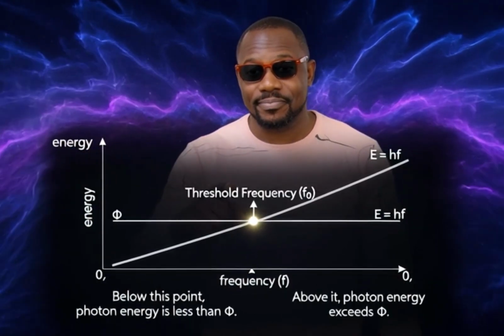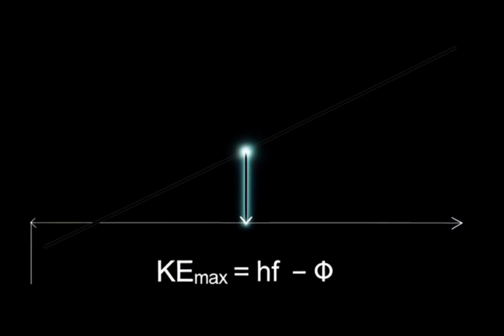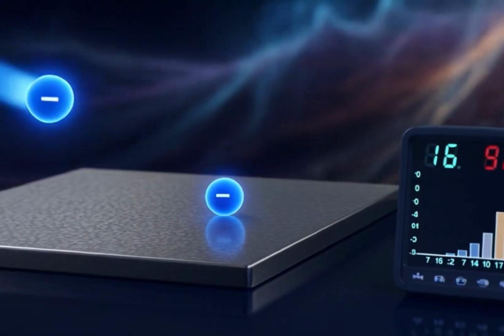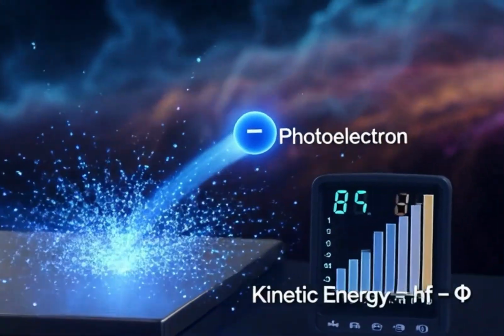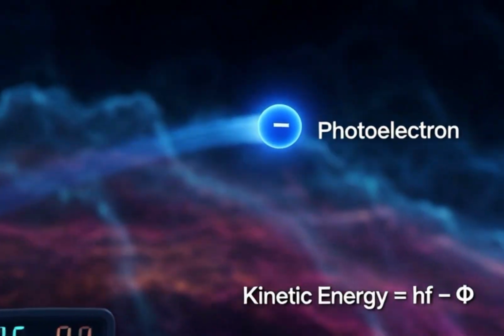The kinetic energy of the escaping electron depends only on the frequency of the light. Higher frequency means more leftover energy. The electron moves faster. This is Einstein's prediction, and it defied classical physics completely. Above the threshold, something different happens. The photon delivers more than enough energy. The electron uses some to escape, the work function, and keeps the rest as kinetic energy. It flies out of the metal. This is the photoelectric effect.